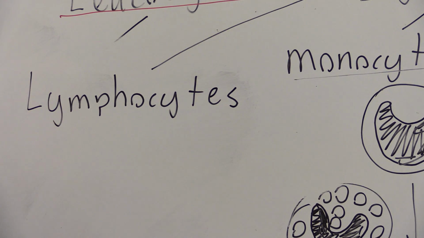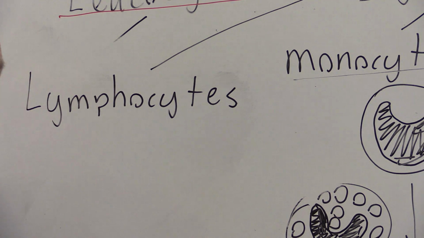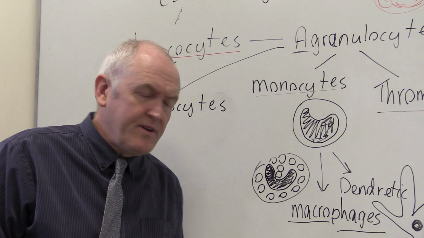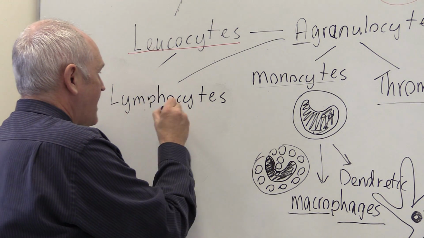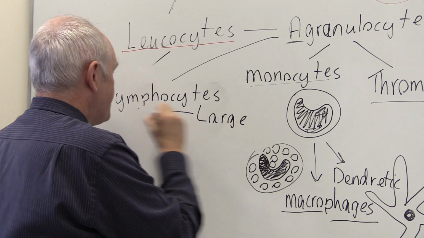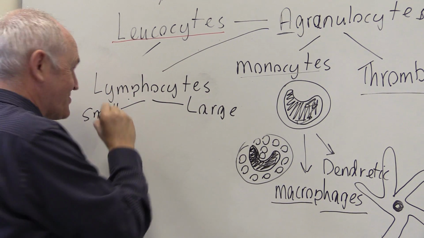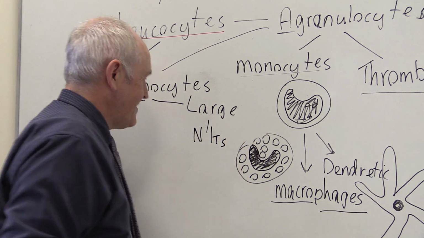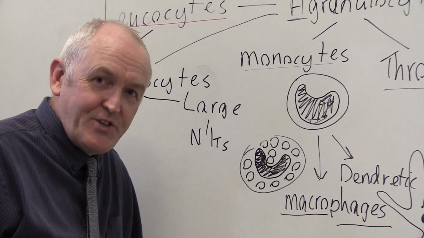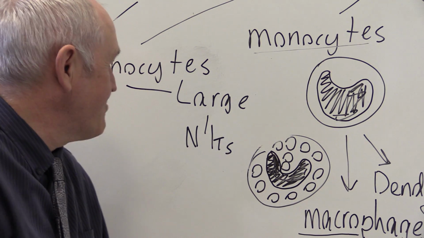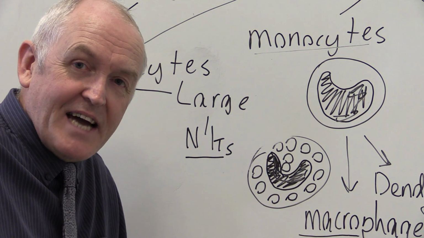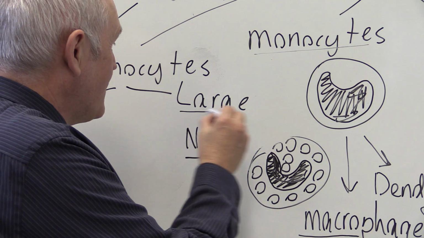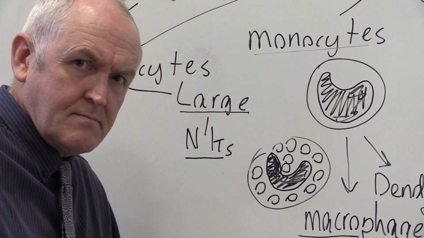As the name suggests, these can be associated with lymphatic tissues, but they're also present in the blood. And we can identify two forms of lymphocyte. There's the large and the small. That's quite easy. Now, the large ones are the NKs. The large lymphocytes are NKs. Do you know what NKs stand for? It's a great name. The NKs are the natural killer cells. The natural killers. So these large lymphocytes will kill cells of the body.